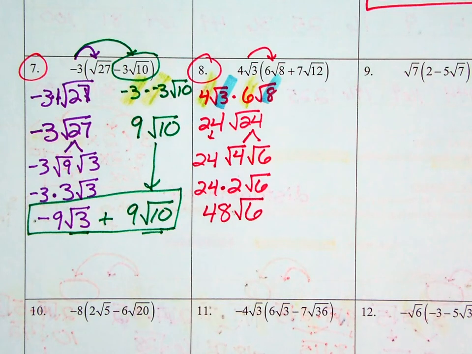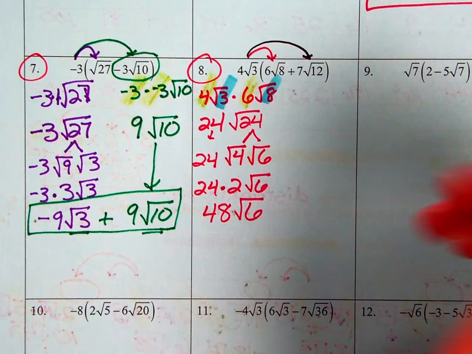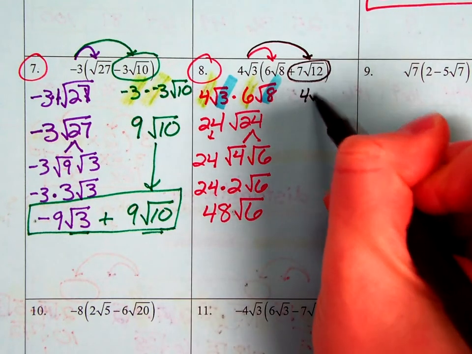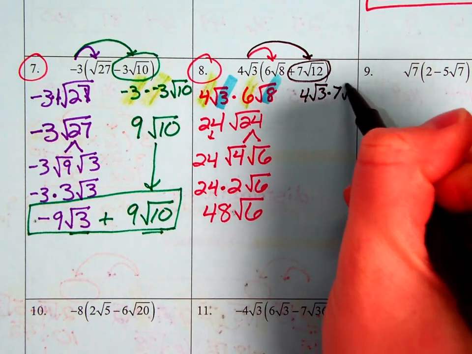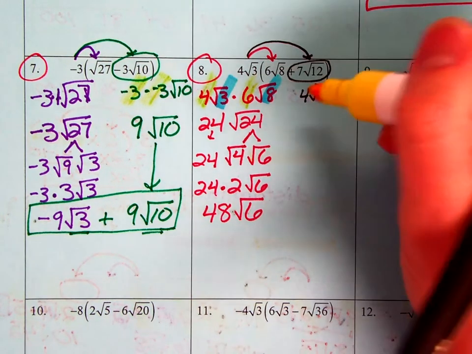Then we need to go ahead and look at the next one to distribute to. So now we're going to do 4 square root of 3 times positive 7 square root of 12. And we know it's positive because there's the plus sign that's in the middle. So now we can go ahead and multiply our outside numbers together.